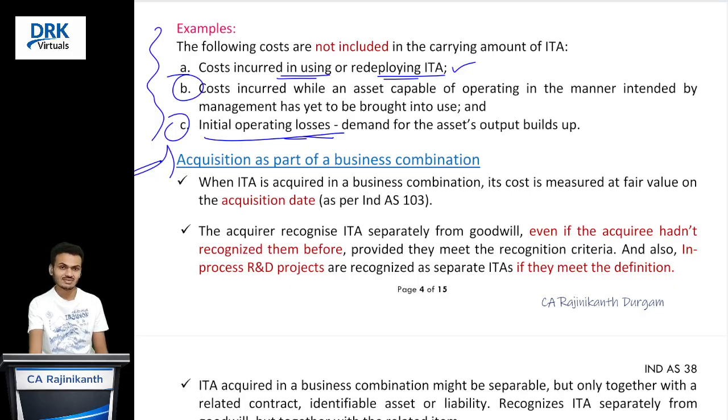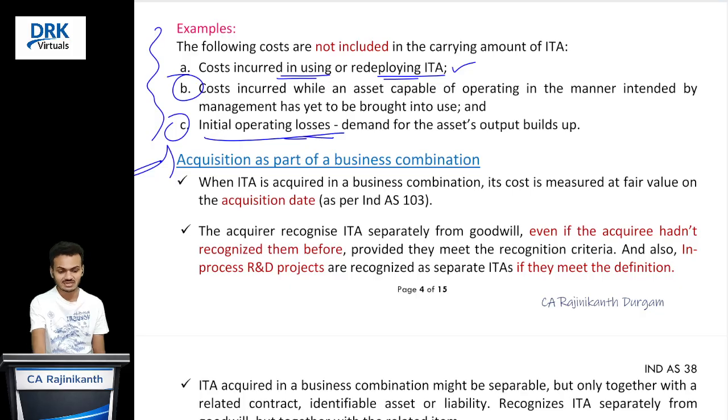So have you noticed one thing? We should recognize all these intangible assets separately from goodwill. Why? As I already said, if we don't recognize them separately, what will happen? They will sit in the name of goodwill. So the goodwill balance increases. That will sit in the balance sheet forever because we cannot amortize the goodwill. I hope you are clear with this.